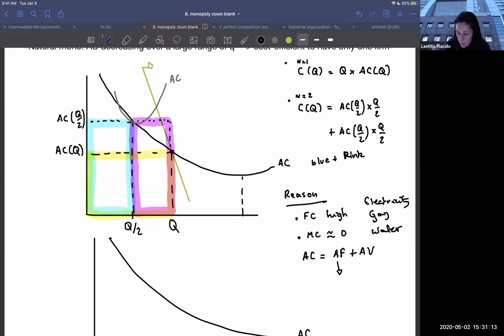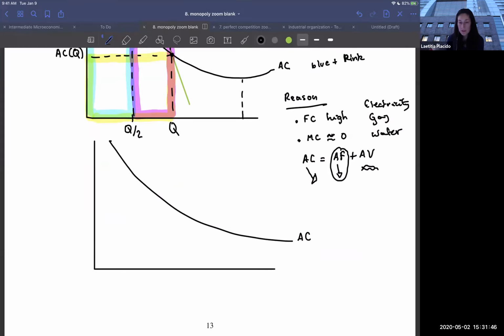On the other hand, when I increase the number of customers that are served, the average variable cost is not going to move much. Why? Because the marginal cost of serving an additional customer is close to zero. So this combination of always decreasing average fixed cost and close to zero average variable cost implies that the average total cost will fall over a large range of output.